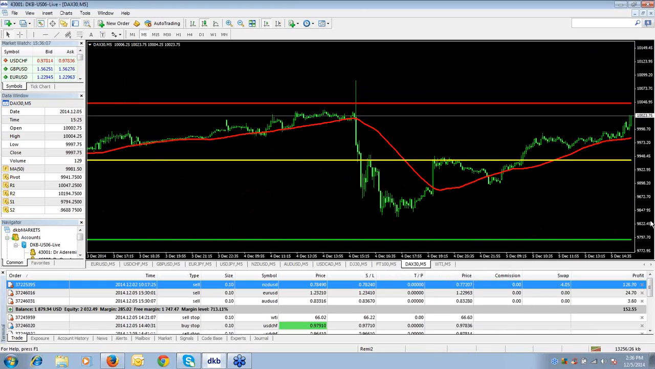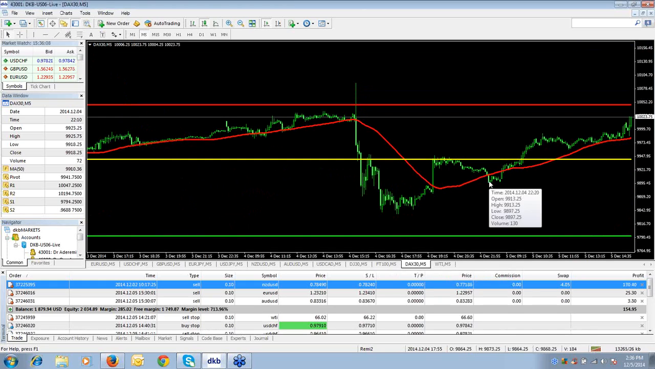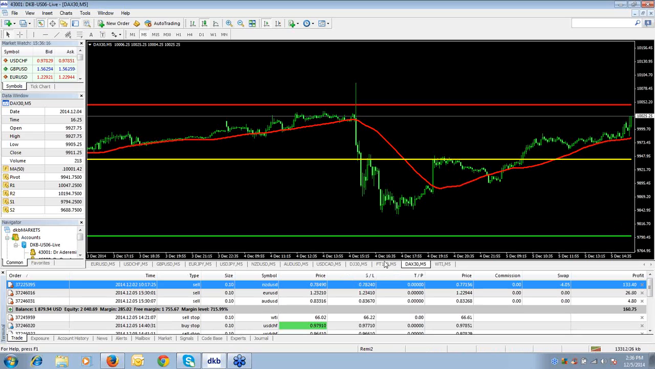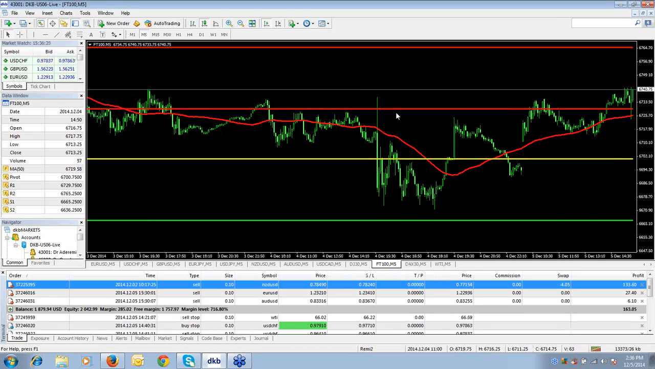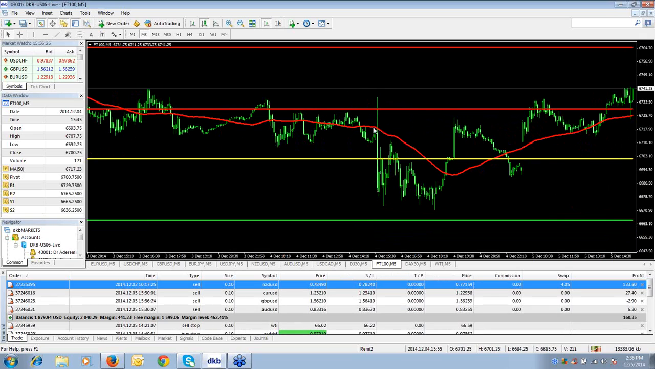That's DAX. I didn't do anything with DAX because it was trending sideways. The first resistance and the pivot point were within the sideways trend, so I just ignored that. Same with FTSE. FTSE, the first resistance and the pivot point are caught up within the sideways trend, so I just ignored that.